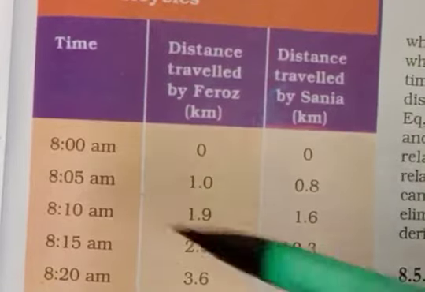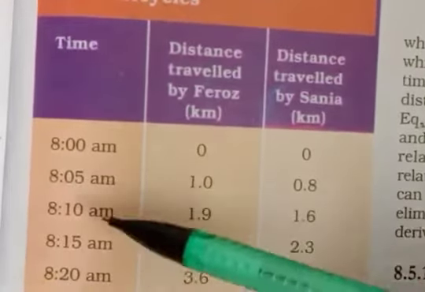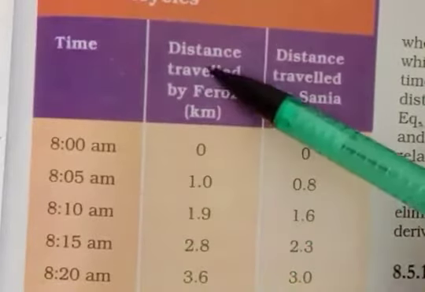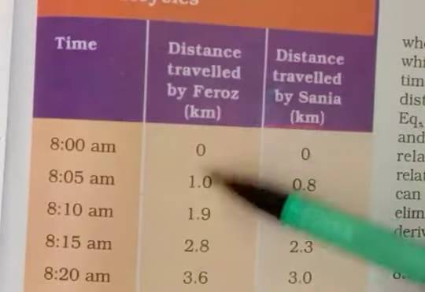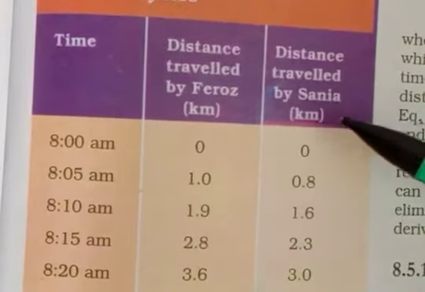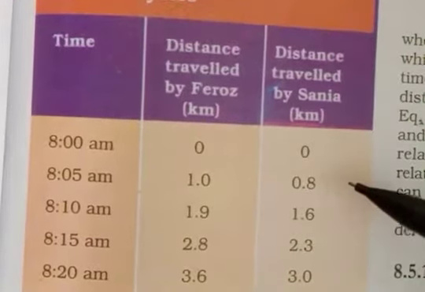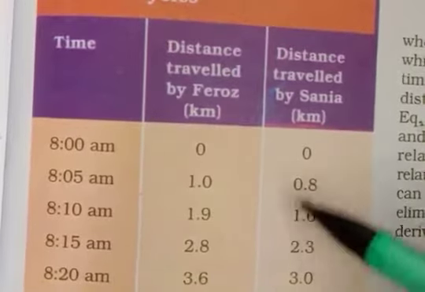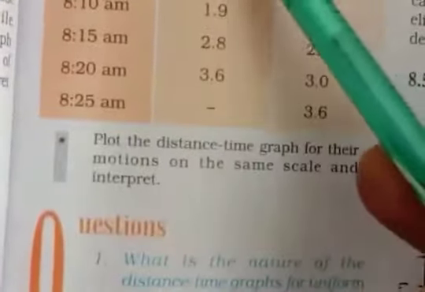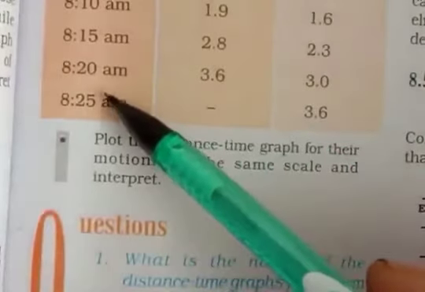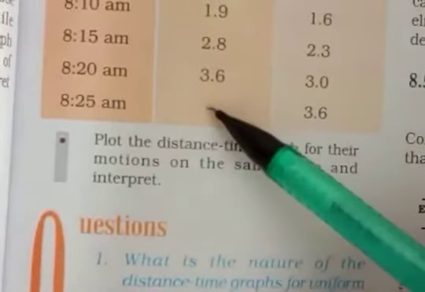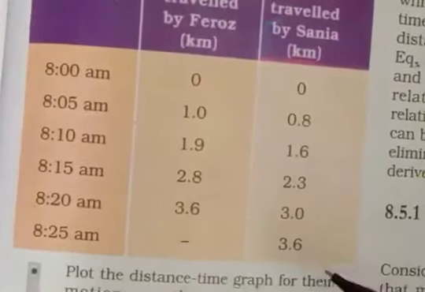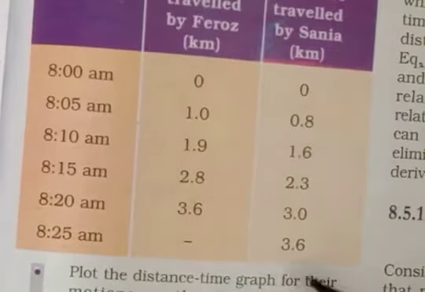Right, and what is the time? From 8 to 8:05, that is 5 minutes. Distance traveled by Firoz is 1 kilometer, and distance traveled by Sania is 0.8 kilometers. Right, and Firoz reached school at 8:20, and Sania reached school at 8:25. She reached 5 minutes later.